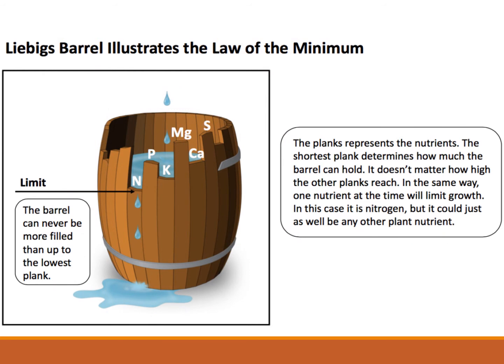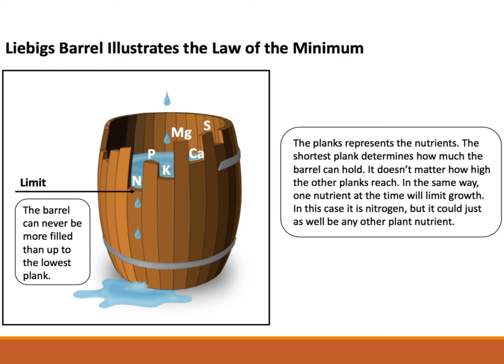Liebig's barrel illustrates the law of minimum. What is this all about? Well, you're looking at a barrel, and imagine that this particular barrel is made up of planks. And let's pretend that there are 17 planks in this barrel. Each plank represents one of the 17 essential nutrients needed for plant growth.